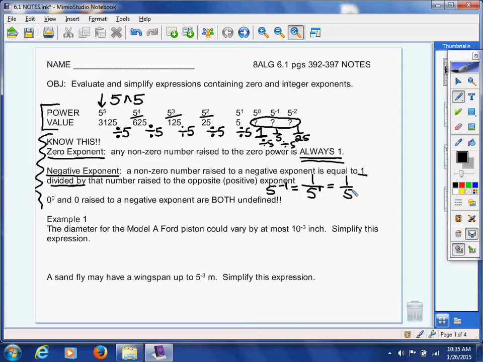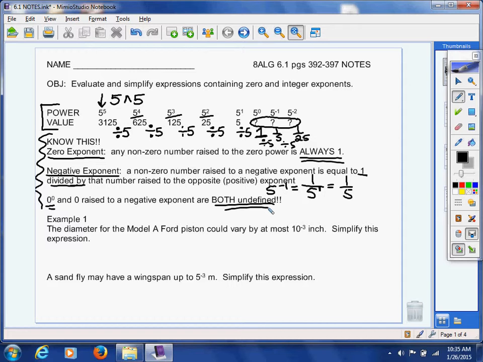And then last but not least, 0 to the 0 power and 0 raised to a negative exponent, they're undefined. You can't raise 0 to the 0 power, and you can't raise 0 to a negative exponent. So it's one of those undefined situations. There's not really an answer to it. So I just wanted to point that out to you in case there was ever a tricky question on there. That would be the answer.